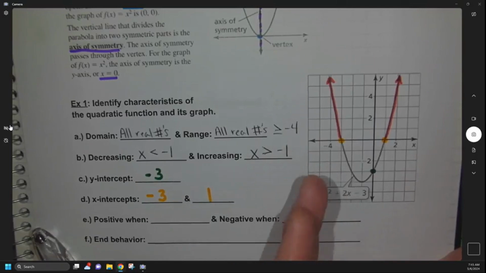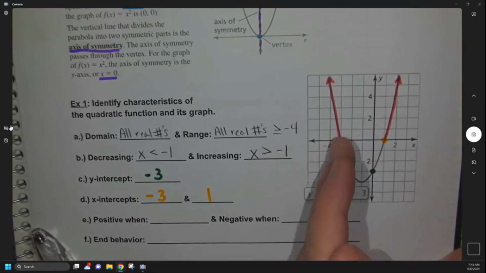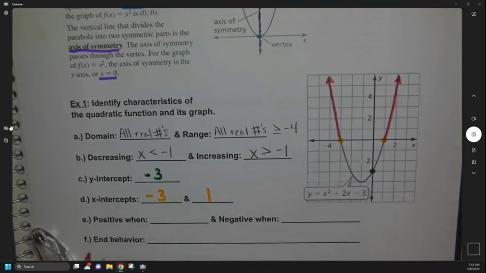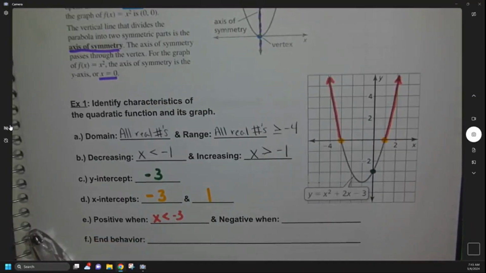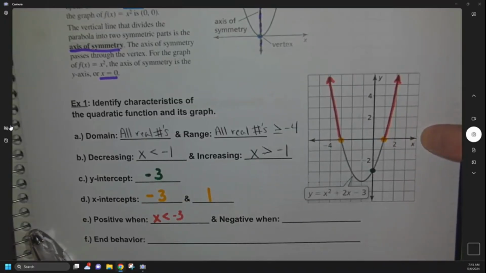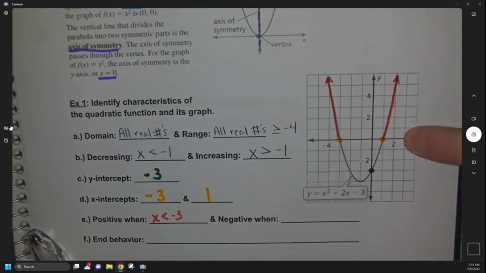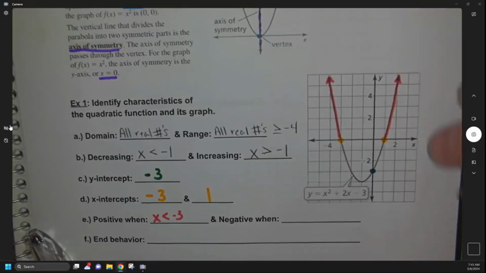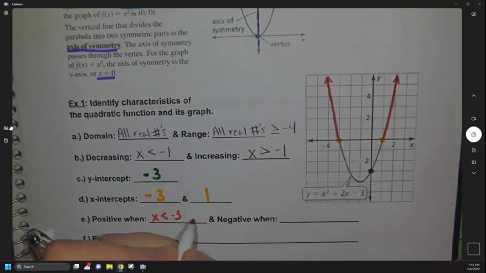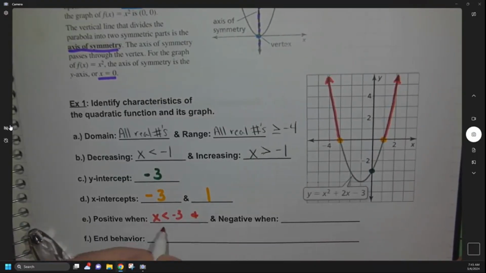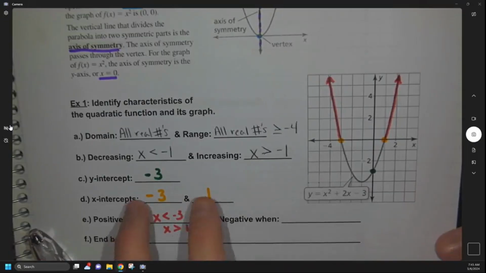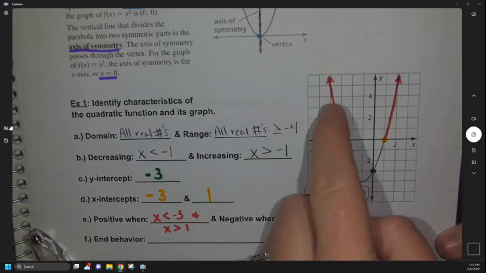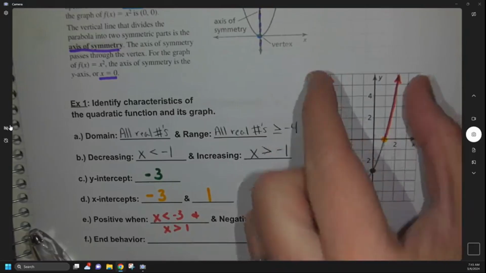So I know that it's positive when all of the values for x are less than -3. So it's positive when x is less than -3, but it's also positive, notice right here, if I continue on, these x values that I'm plugging in, if I plug in any values that are greater than +1, I'm also going to continue to get positive y values. So I have x is less than -3, and x is greater than +1. So you'll notice it kind of coincided with those x-intercepts, because that's where it transitioned from being below the x-axis to being above the x-axis.